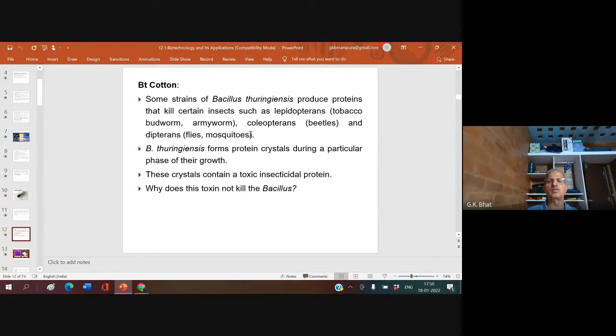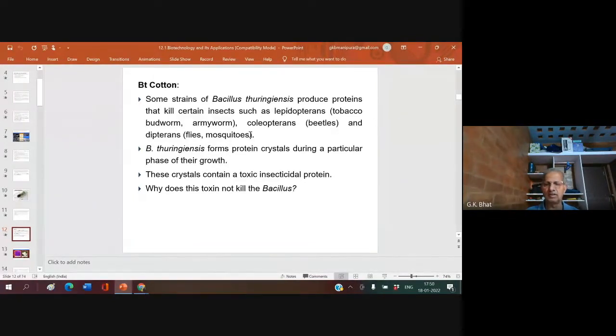Why does this toxin not kill the Bacillus? That is the question you may ask yourself. If at all Bacillus thuringiensis produces a protein, and if at all it is going to kill the insect, why is this protein not going to kill the Bacillus thuringiensis itself? This is the question. Now let us see how it is produced, when it will be effective. Please listen to me. We are now speaking about a protein produced by Bacillus thuringiensis, and this protein is going to kill the insect which is harmful to us, like lepidopterans, coleopterans, or dipterans.